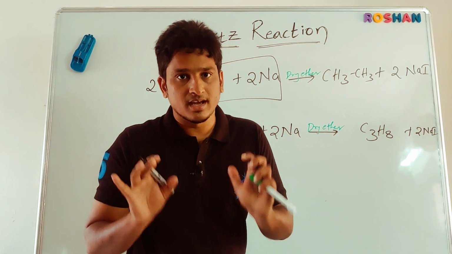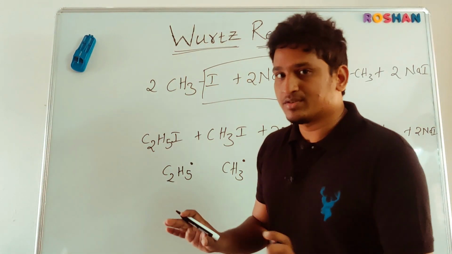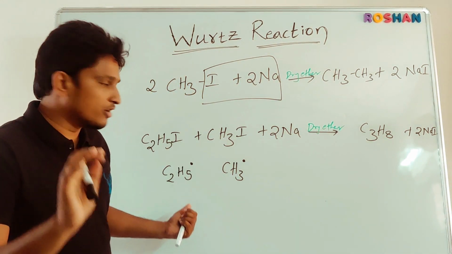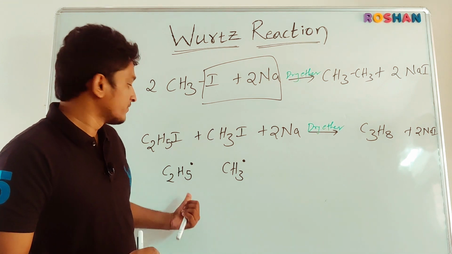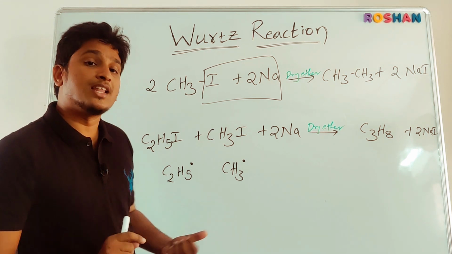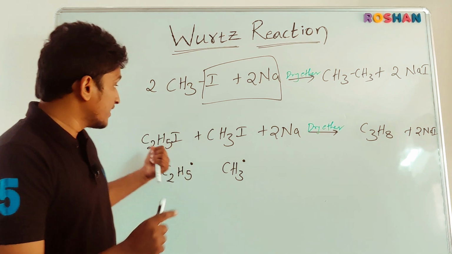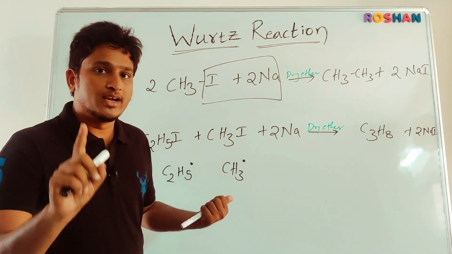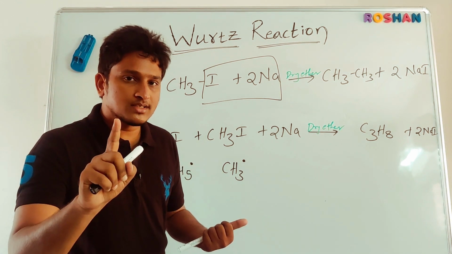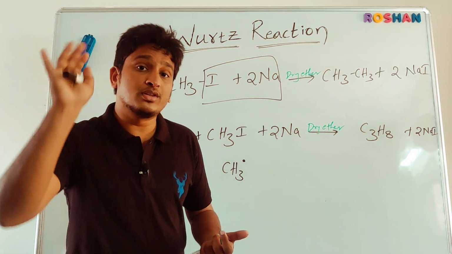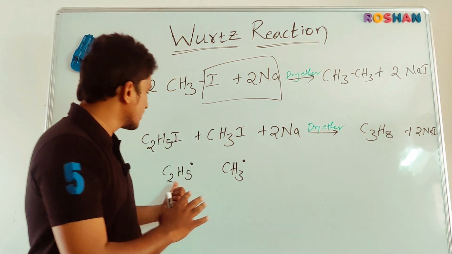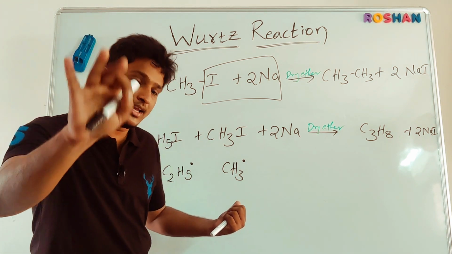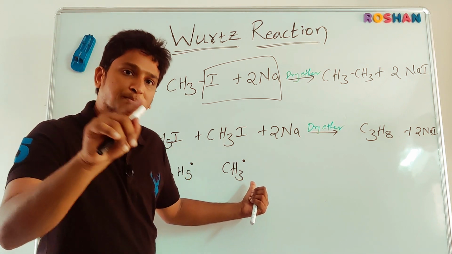Students, here many students will get confused. Listen carefully. In this reaction, how many ethyl free radicals are there? You're thinking 1, right? But the answer is no, not 1. Here, students, this molecule doesn't indicate a single molecule. This molecule indicates 1 mole. 1 mole means 6.023 into 10 to the power of 23 molecules are there. That means, do we have only 1 ethyl radical? No. 6.023 into 10 to the power of 23 ethyl radicals and the same number of methyl radicals are there.